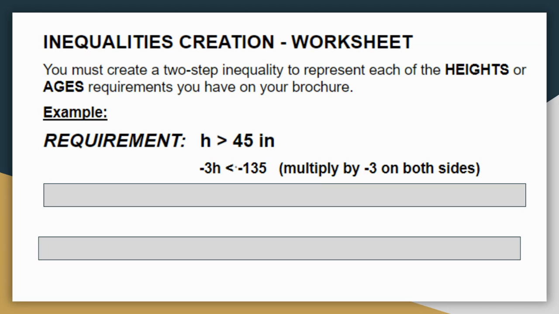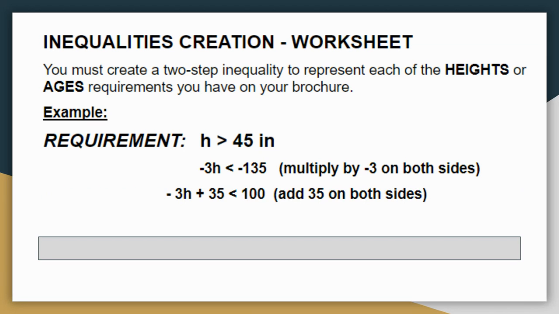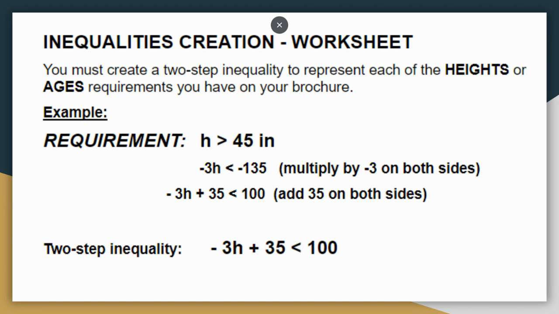And after I multiply, the second step would be just adding or subtracting any number that I want. In this case, I want to be a risk taker. I would like to add 35 on both sides. So adding 35 on both sides means I'm adding 35 here and adding 35 here. Then I have -3h plus 35 less than or equal to -100. So my two-step inequality is going to be this.